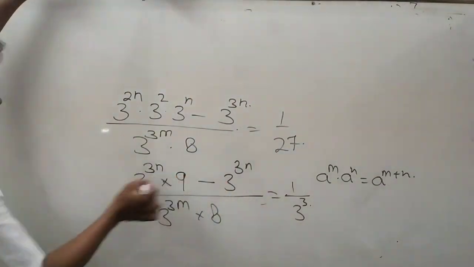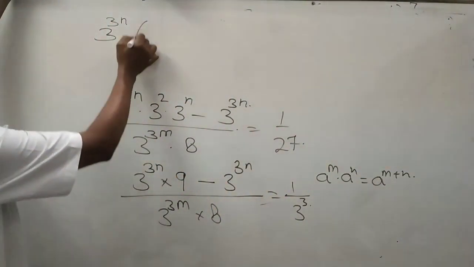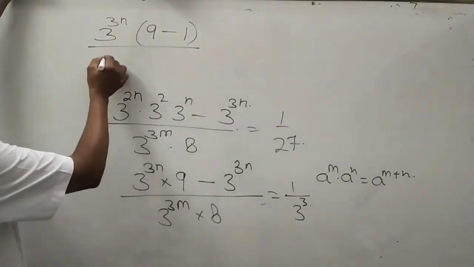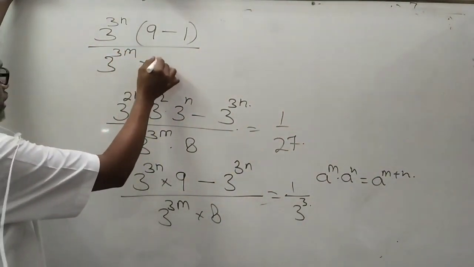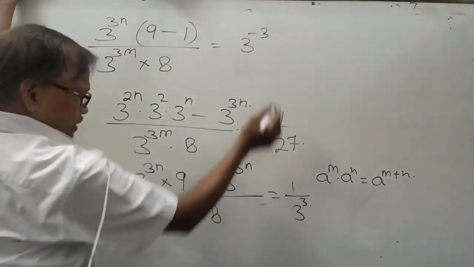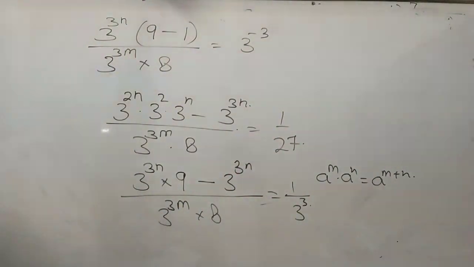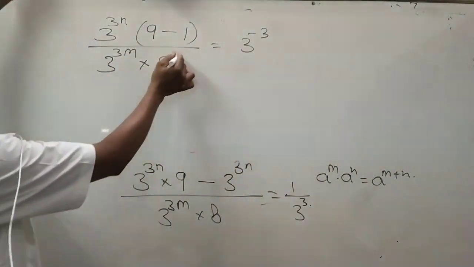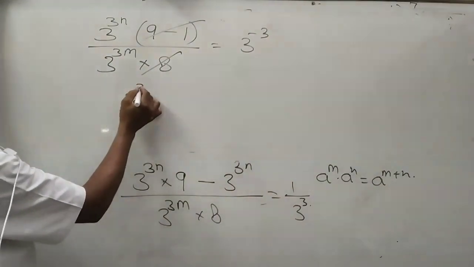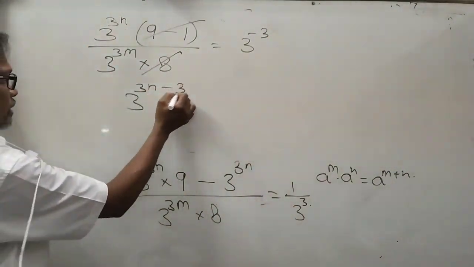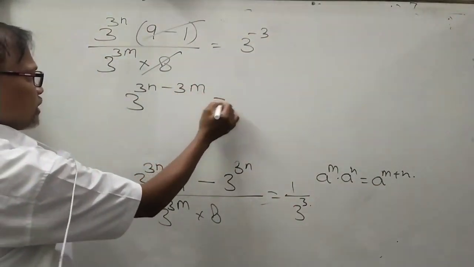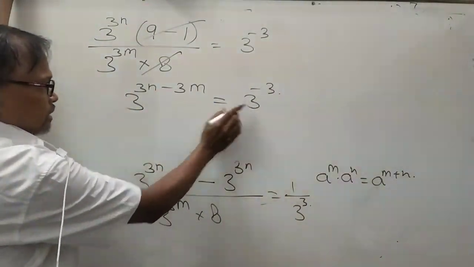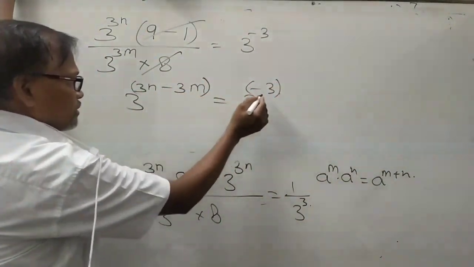Now you take common 3 to the power 3n, 9 is there, minus 1, क्योंकि 1 बचा इसमें, 3 to the power 3m into 8, minus 3, क्योंकि ये this you take in the numerator. Then 9 minus 1 is 8 and it is also 8, तो ये cancel हो जाएगा. And 3 to the power 3n, this 3m take out in the numerator, so the sign will change, and like this. Again the bases are same, so powers will be equal.